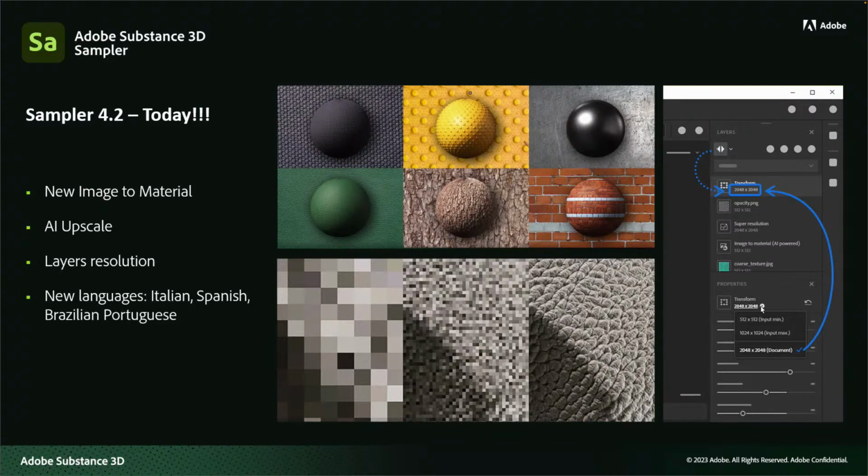We also have a new way to manage your layer resolution. Until now, the resolution of your Sampler project was a unique resolution per project, per stack. You can now override the resolution per layer, which is very useful when you do super res and various other operations like this, or you tile a texture, and you just want to, at some point in the layer stack, get to a higher resolution while still maintaining good performance at the bottom of the stack. And we also have new language support with Italian, Spanish, and Portuguese localization.